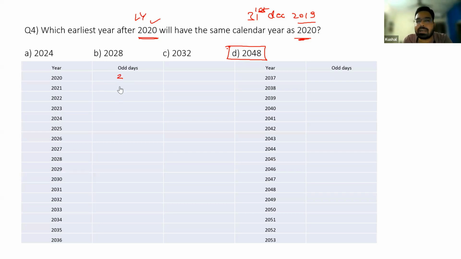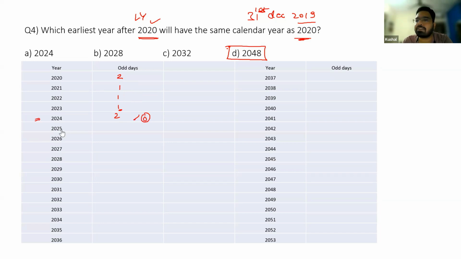Two odd days. 2021 will have 1, 2022 will have 1, 2023 will have 1, 2024 will have 2. Why did I not stop at this 1 over here? Because I know this is not giving me 7 odd days. So 2 plus 2, 4 and 3, 7. This is giving me 0 odd days till this. So I know till 2024 is not a problem.